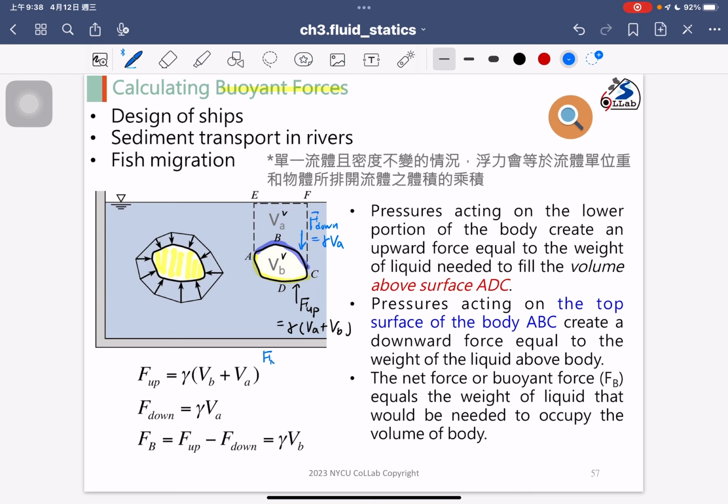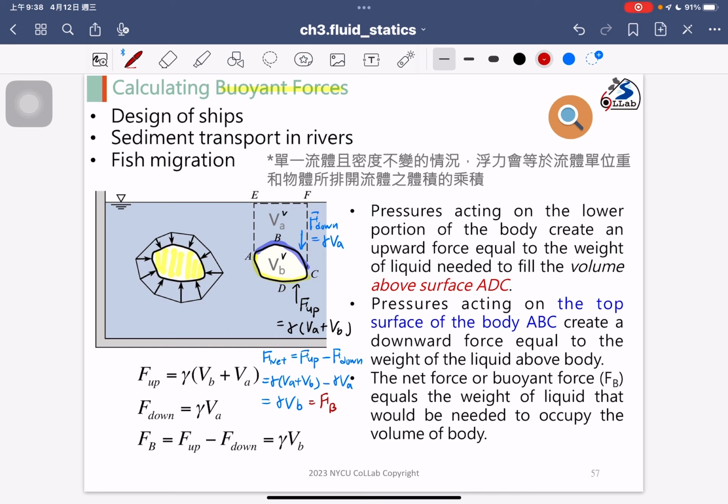So the net force will equal the force up minus the force down, right? And we know that the force up is gamma (VA plus VB), and the force down is gamma VA. So finally, we only have gamma VB. So the final net force is equal to gamma VB, okay? And we call that the buoyant force, and we use FB.